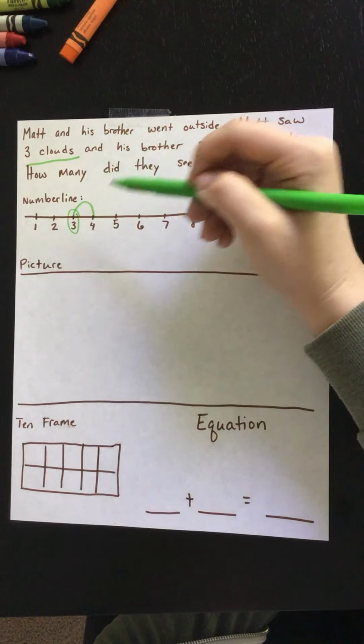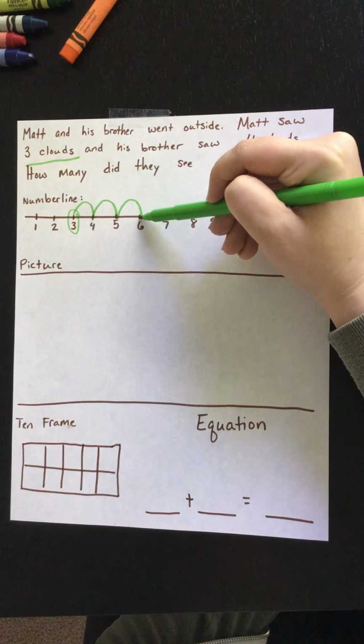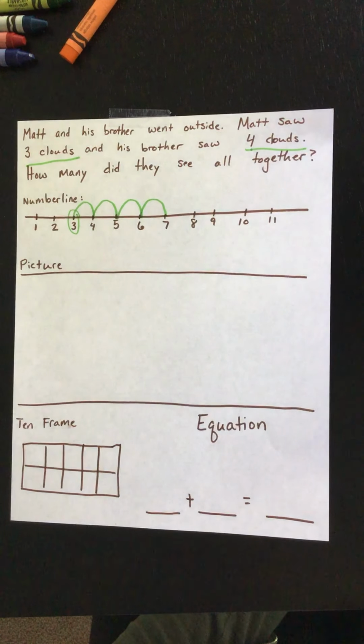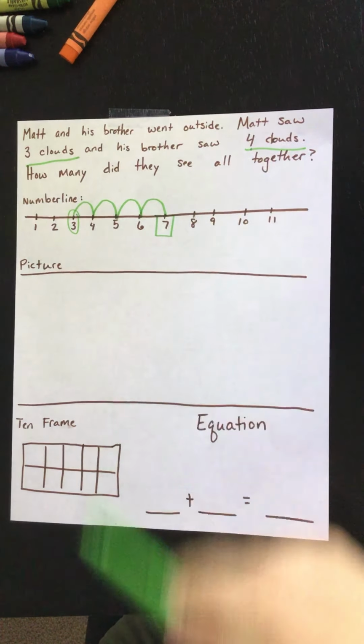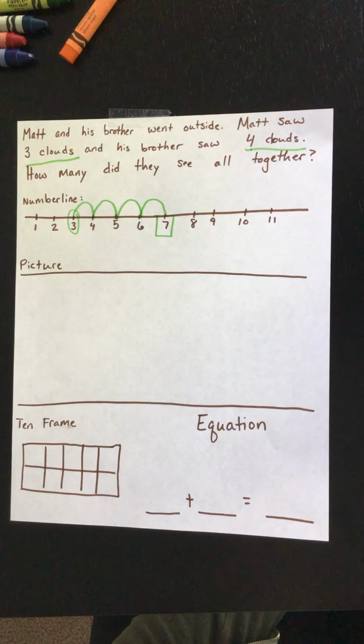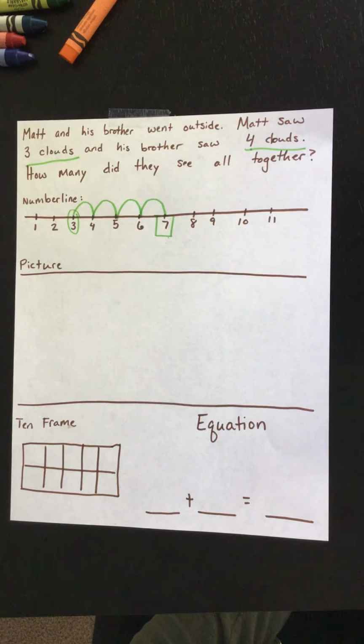So 1, 2, 3, 4. What number did I land on? I landed on the number 7. So how many would they have all together? There were 7 clouds all together.